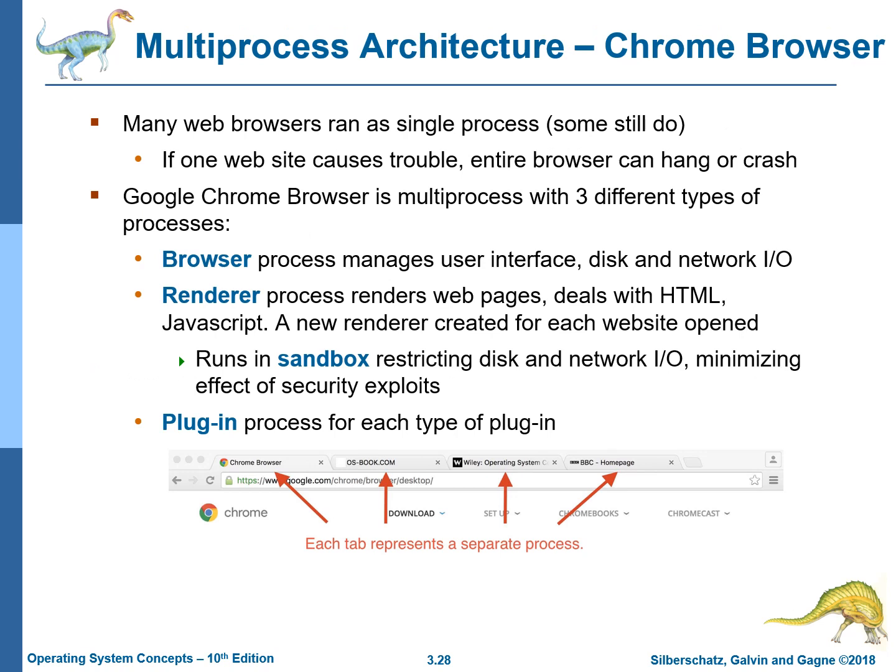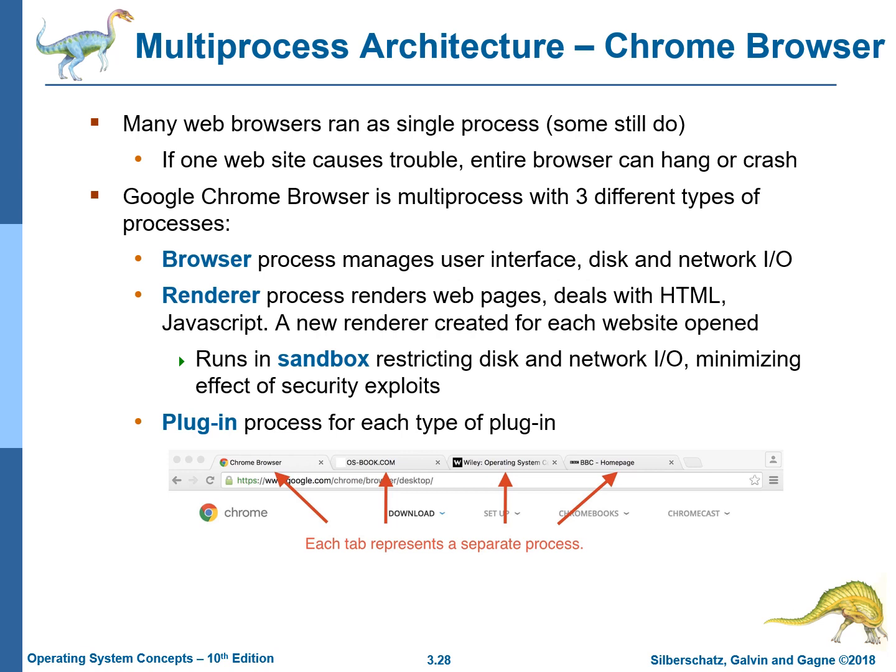So we have here multi-process architecture Chrome browser. Many web browsers ran a single process, and some still do. If one website causes trouble, an entire web browser can hang or crash.